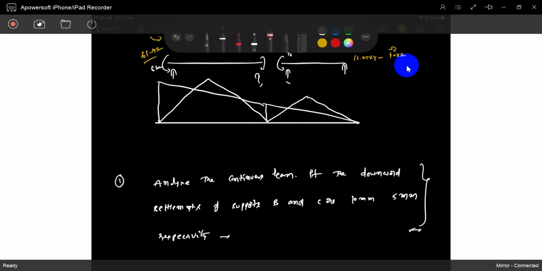If you see the final downward settlements, we already solved these type of problems in slope deflection, moment distribution, Kani's method, and fixed end moments, every time in the matrix methods. See the downward settlements of supports B and C are 10 mm and 5 mm. So the final deflection at the supports B and C are 10 and 5, not 0, 0. Are understood? Not 0, 0.